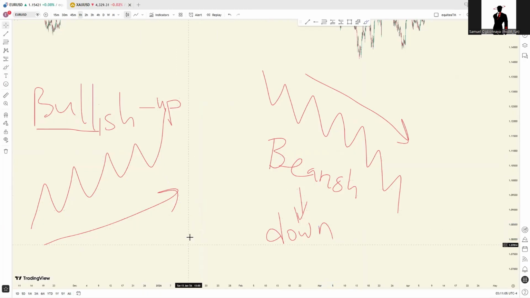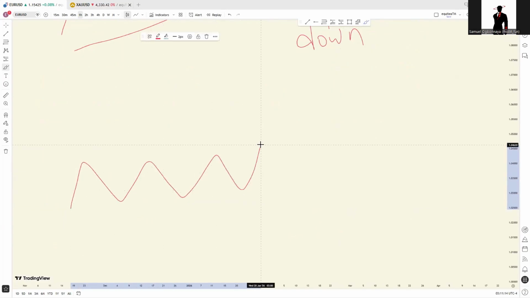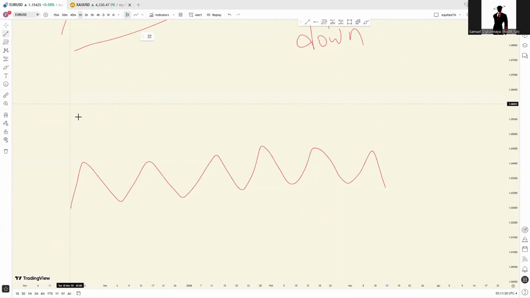And then there is another one called a ranging market structure. What is a ranging market structure? It's just going sideways. It will go up now. You think it has started going up there. It will come down, just playing around what we call a support and resistance area.